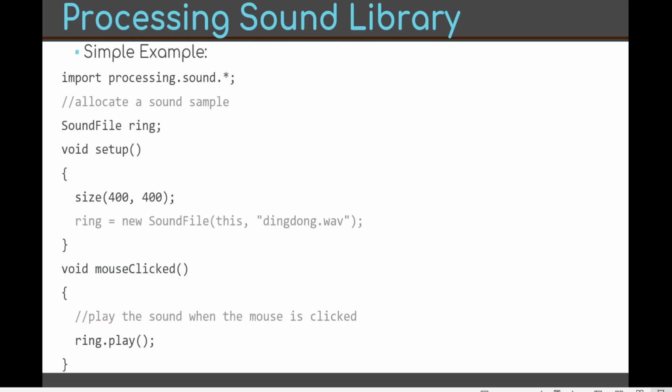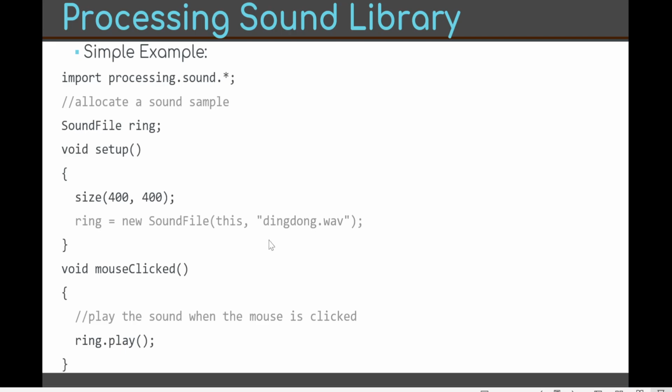All right, so here's the processing library example. Oh, I accidentally made that gray when it should be black. My bad. So you import processing.sound. You want to define a sound file, a ring. Once again, this is a reference. It doesn't have an instance associated with it, so ring isn't filled in.